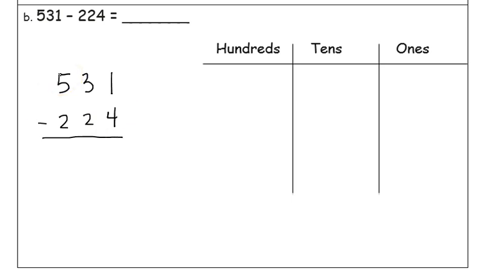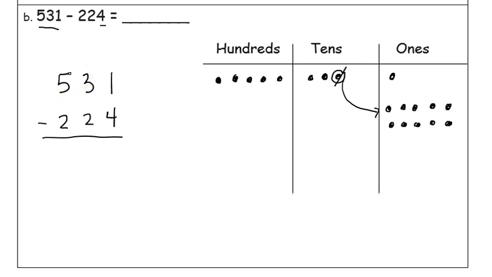To show the place value chart, I'm going to start by putting the disks on for 531. That means we'd have 5 disks in the hundreds place, 3 in the tens place, and 1 in the ones place. Looking at the number we're subtracting, I need to start by subtracting 4 ones. Well, I only have 1 there, so I'm going to take one of my tens and I'm going to decompose it into 10 ones. And I'll cross that off to show that that's gone.